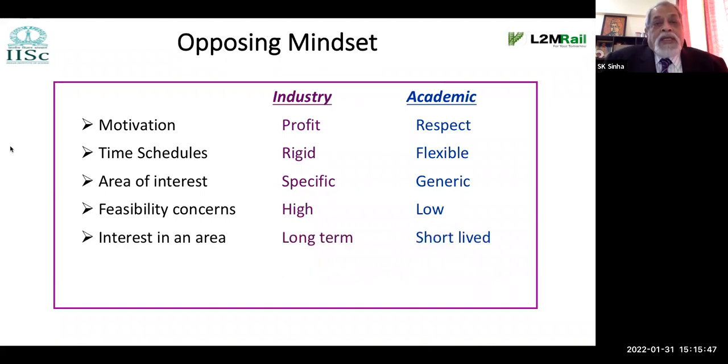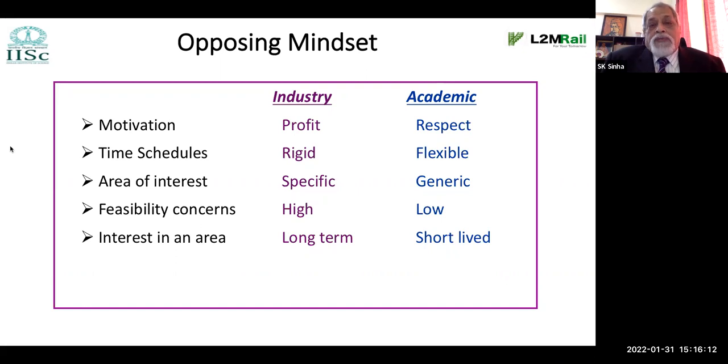Then interest in an area is long-term. And we work with a time period of our student's career. We get a student for a PhD, 3 years, 4 years, and that's it. After that, another student comes and then we have another problem to work with. So in our lifetime, we would have worked on many different problems, many different areas.